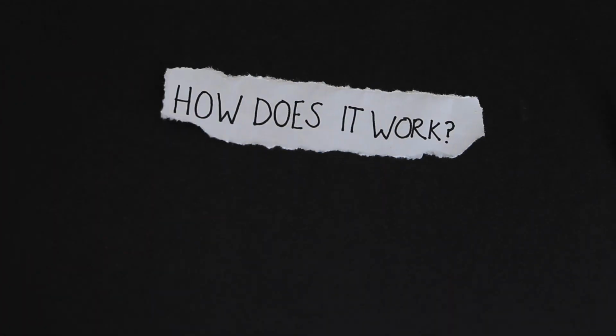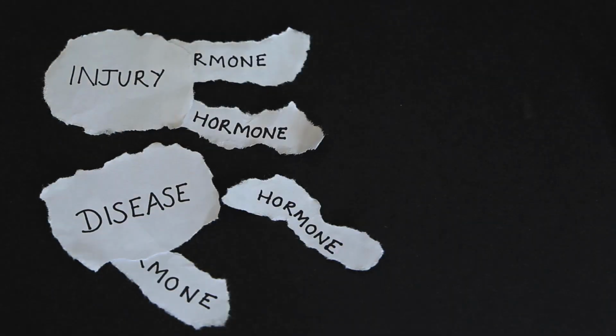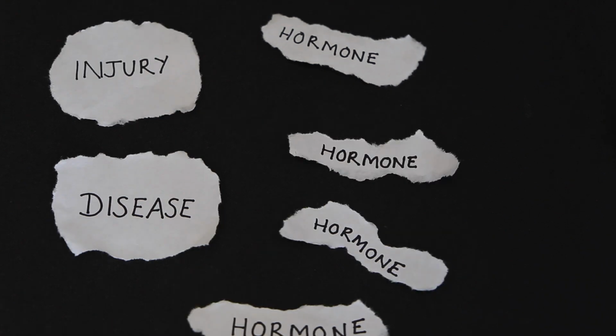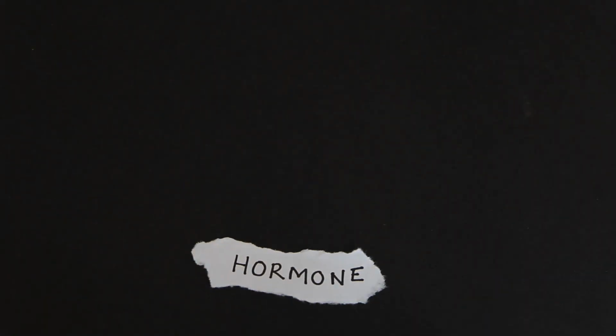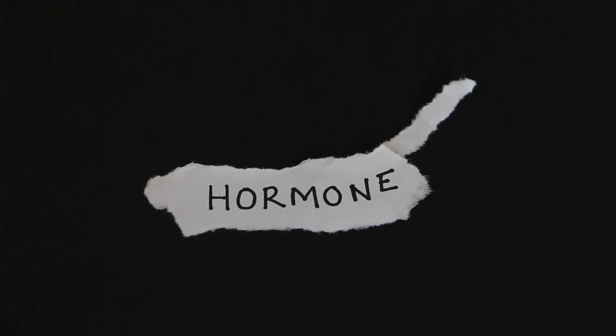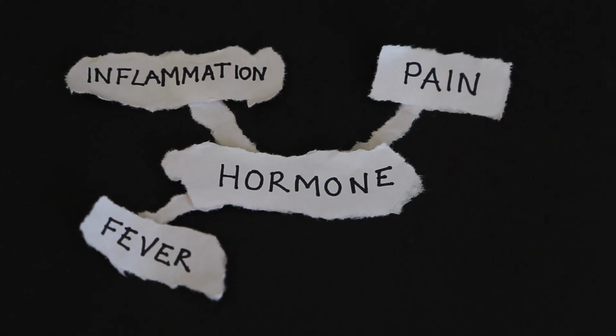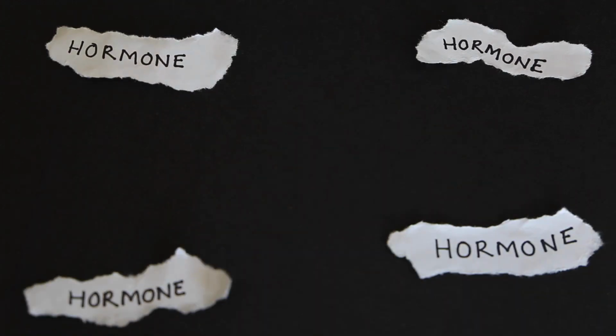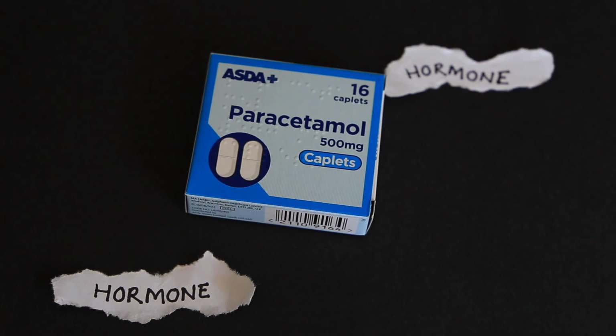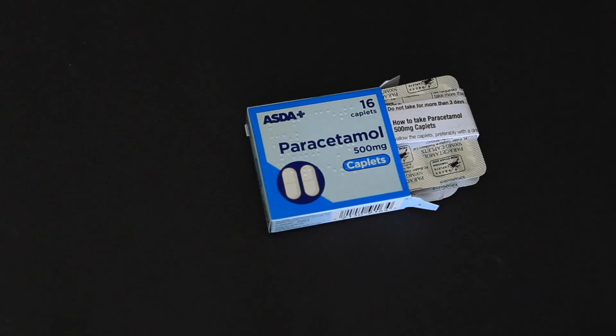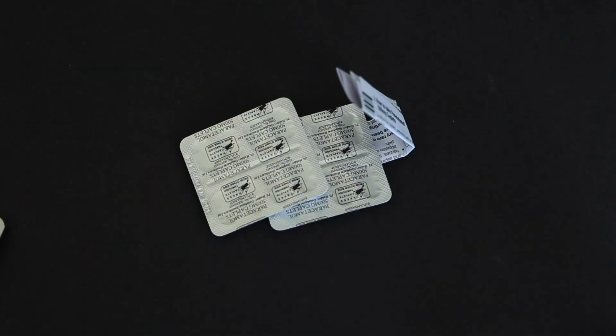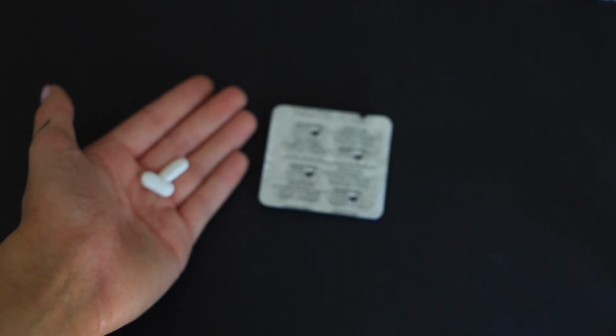Next, how does paracetamol work? Well, hormones called prostaglandins are released by the body in response to injury and disease. These hormones create reactions that produce pain, fever, and inflammation. Paracetamol then acts by reducing the production of this hormone and by decreasing the intensity of pain signals to the brain, causing you to feel less pain.